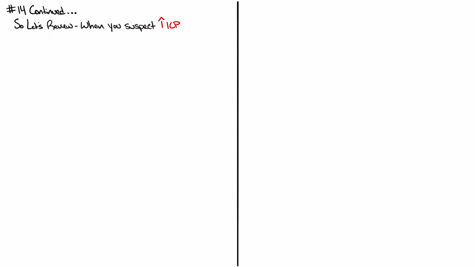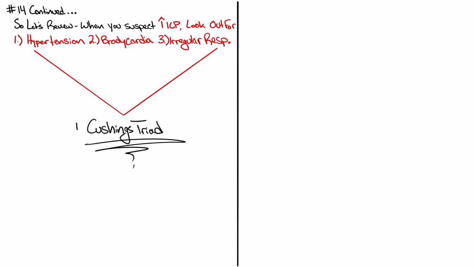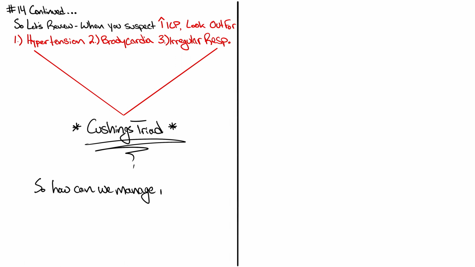When you suspect an increase in intracranial pressure, you should look out for 1. Hypertension, 2. Bradycardia, and 3. Irregular respirations. These 3 things together are known as the Cushing's triad, and it serves as an indicator of increased intracranial pressure. So how can we manage increased intracranial pressure in the field?